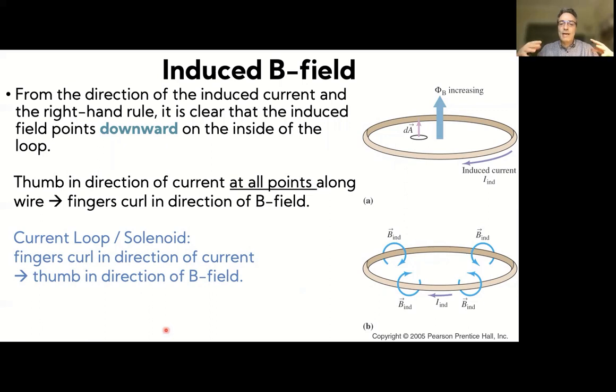And so all these right-hand rules related to currents and magnetic field directions, they're essentially all the same thing. They all stem from this first one here, which is if you grab the wire with the thumb in the direction of the current, your fingers curl in the direction of the magnetic field.